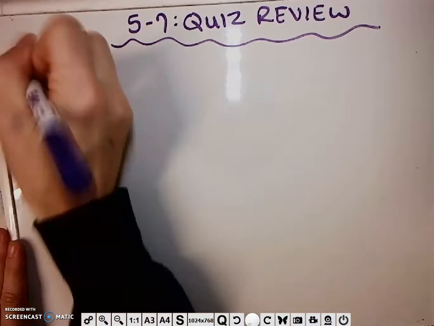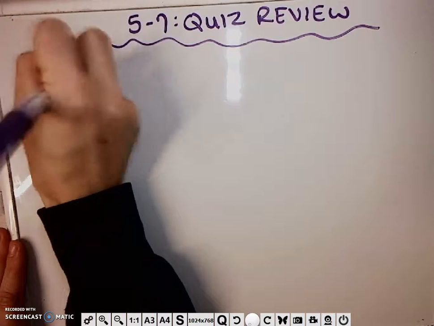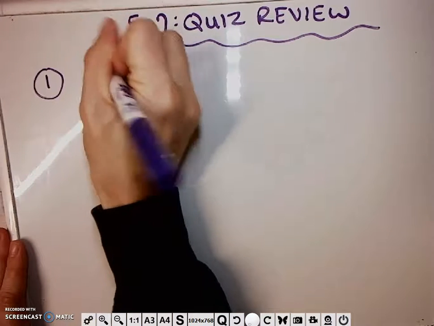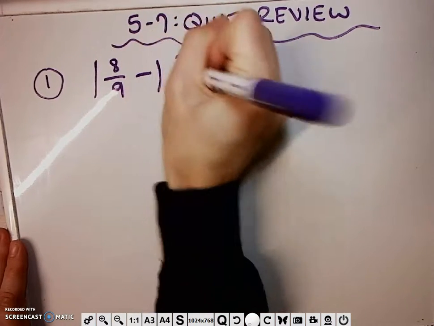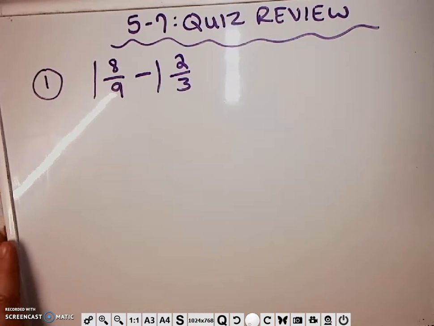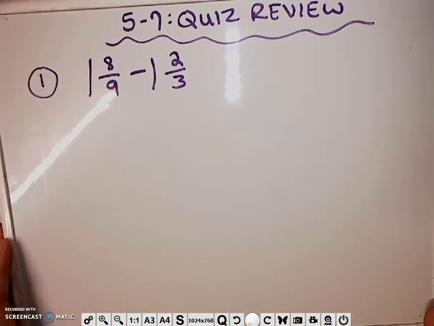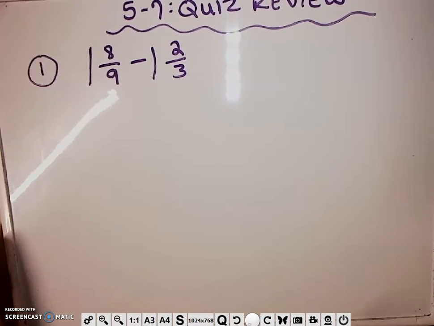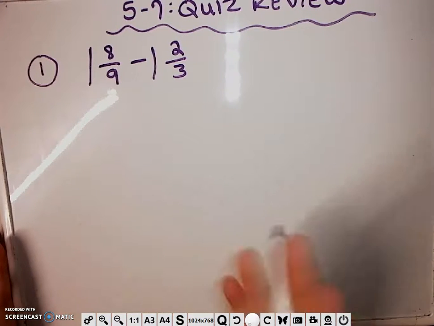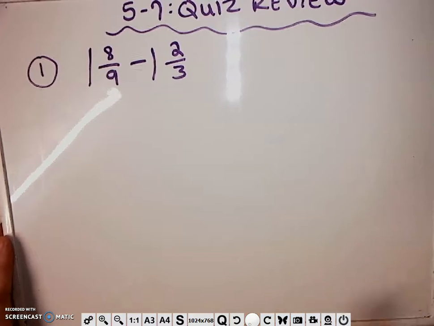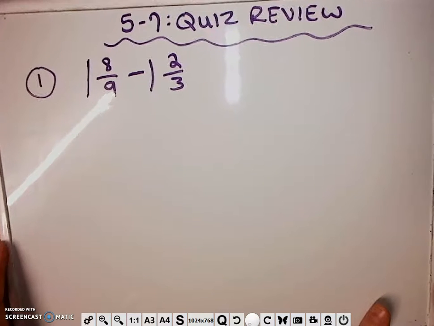I'm going to start off with number 1, okay? Number 1 says 1 8/9 minus 1 2/3. How I would approach this, you guys can do this one of two ways. You can write it as an improper fraction first, or you can line them up. I'm going to do it both ways just to refresh your memories. You are allowed to watch this before your test or during your test. It's fine. You can look at the videos for help.